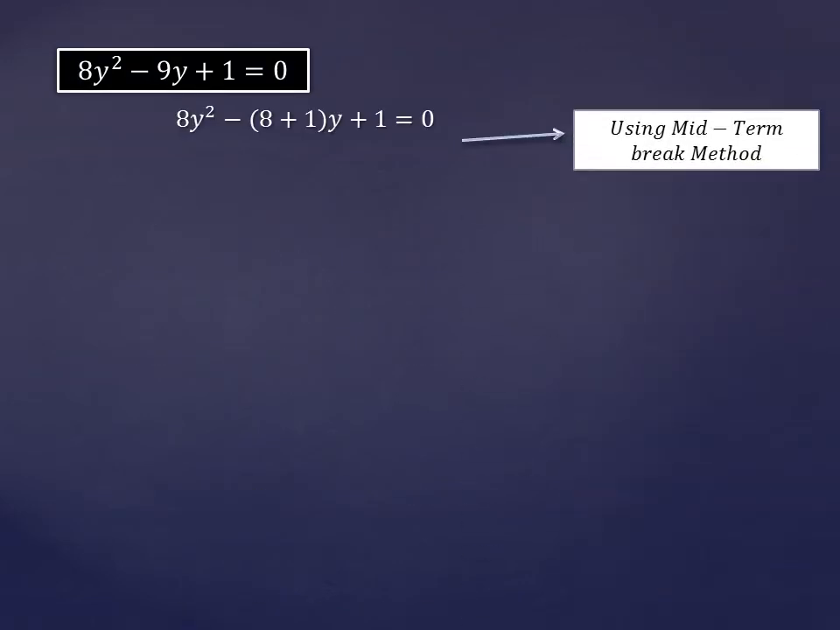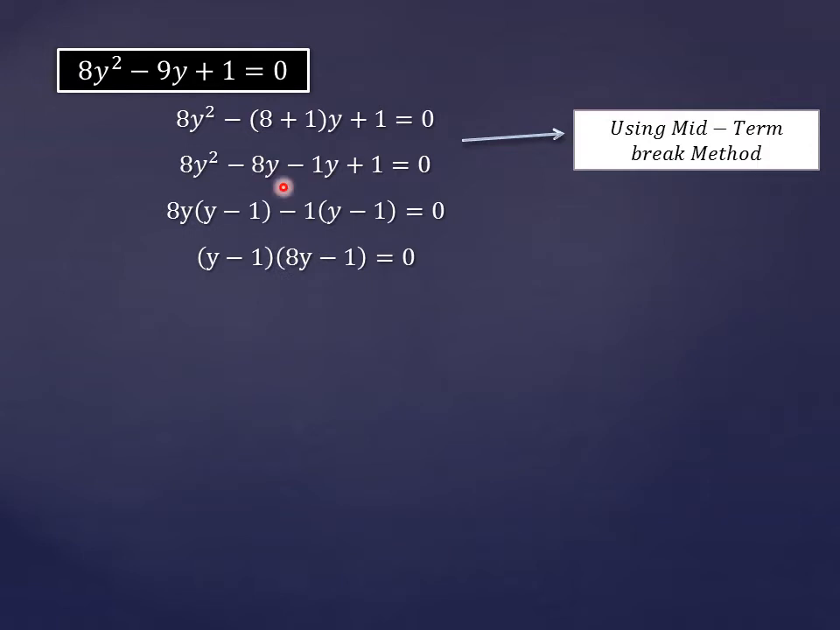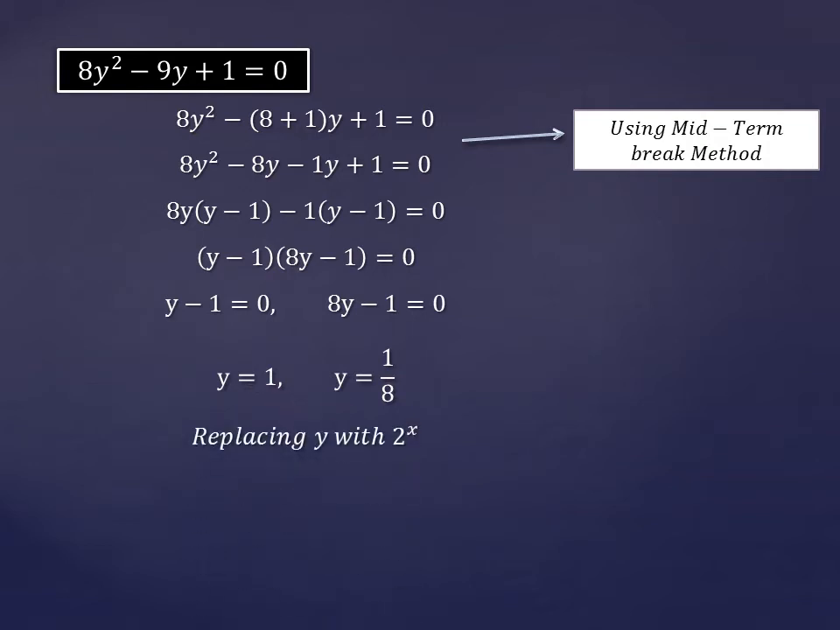Breaking the midterm, we will have 8 plus 1 inside the bracket, opening the brackets, taking common from the first two and the second, the third and fourth, we will get y minus 1 and 8y minus 1. Splitting those two brackets, we will get the answer of y as y is equals to 1 and y is equals to 1 by 8. We have to replace y now. Replacing y with 2 power x, because previously we have supposed that y is equals to 2 power x.